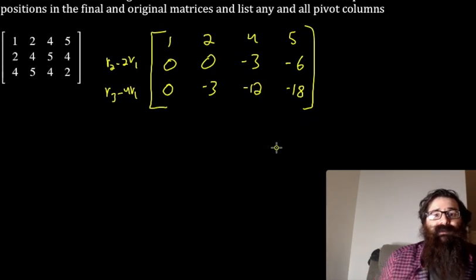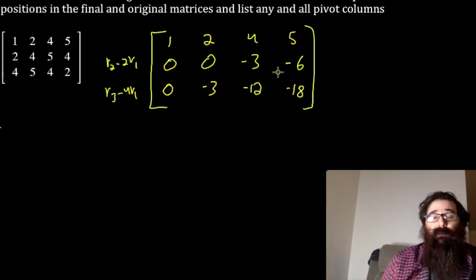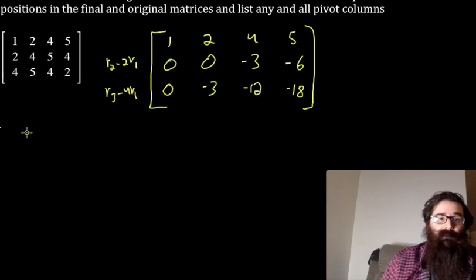Now what I'm going to do next from here is some scaling. So I'm going to scale row 2 by negative 1/3. And I'm going to scale row 3 also by negative 1/3. I'm going to rewrite row 1. It looks good so far.